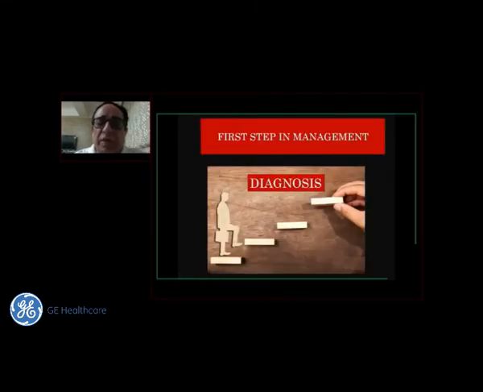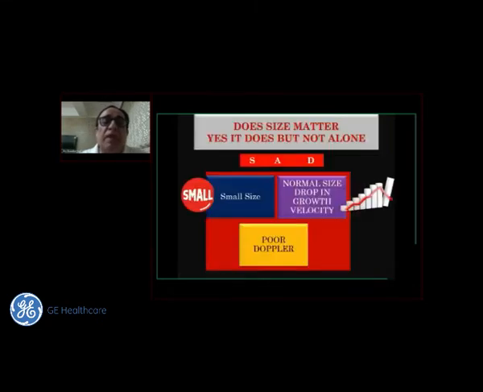So the first step in management is diagnosis. You have to diagnose FGR, and that is the first step in management. So does size matter? A lot of people are in the fashion of saying it's not size alone. Of course, size matters, but size is not alone. So I have made this acronym SIZE: small for gestational age, average for gestational age, and Doppler. All these three factors put together make a diagnosis of FGR.